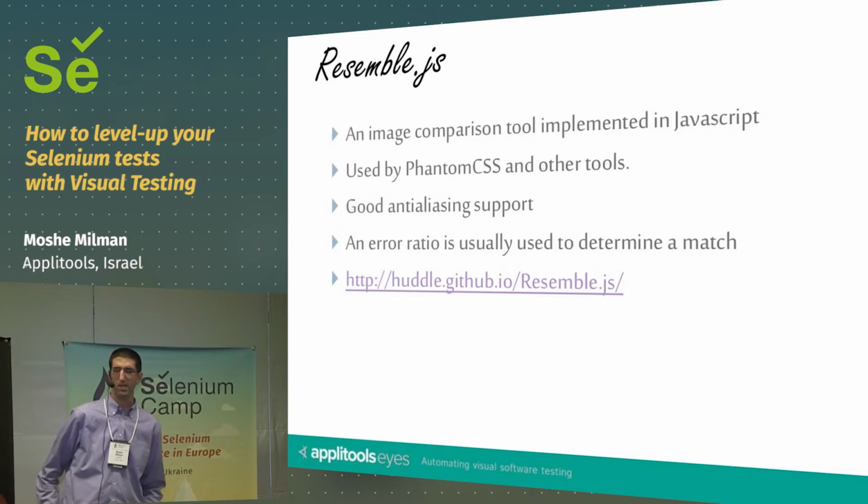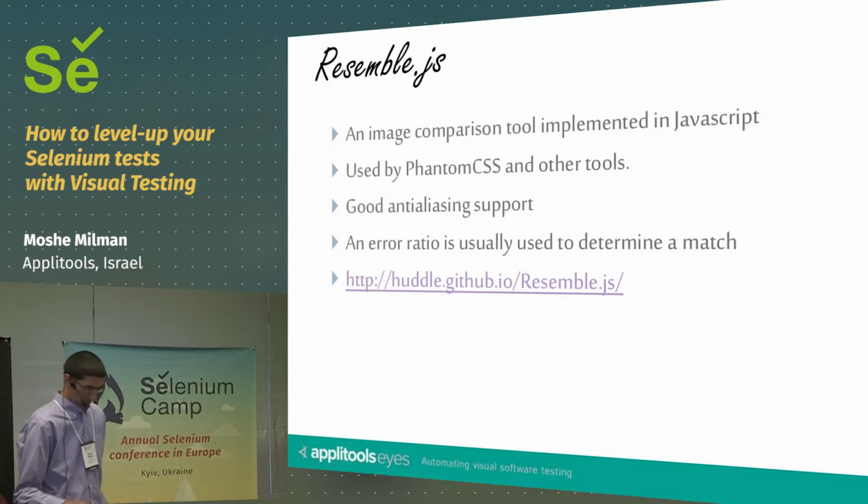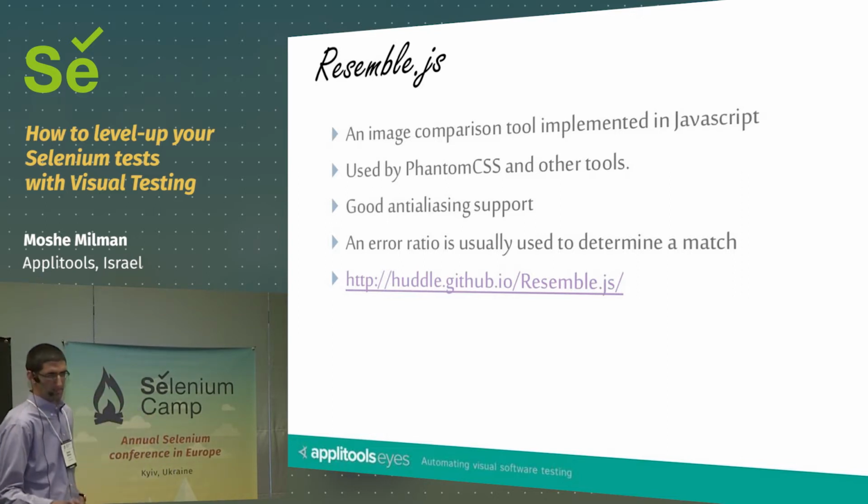We also have Resemble.js. That's very cool. ImageMagick is free. Resemble.js is also open source. You can also use it. WebDriver CSS, the tool that I just showed you, is built on top of Resemble.js. They also have a very cool website where you just upload two images and it shows you the differences. It's quite nice. And they have some good support for anti-aliasing. They're doing some tricks to deal with anti-aliasing challenges.